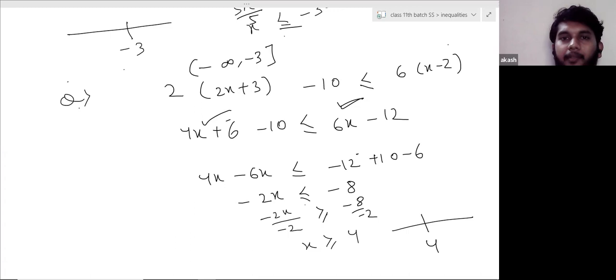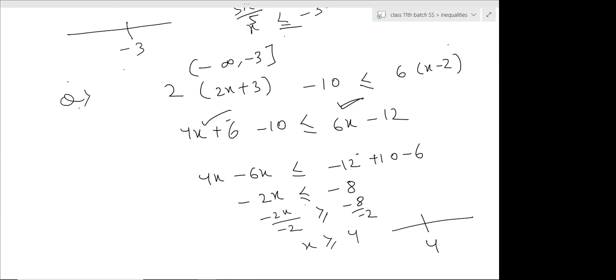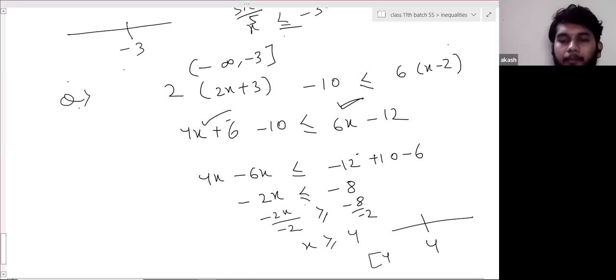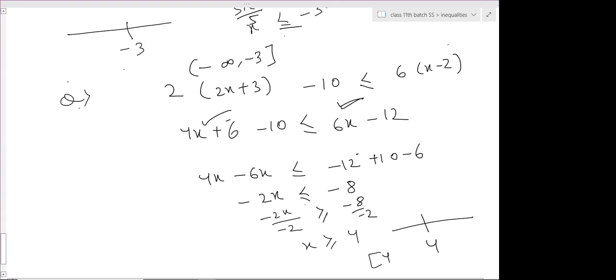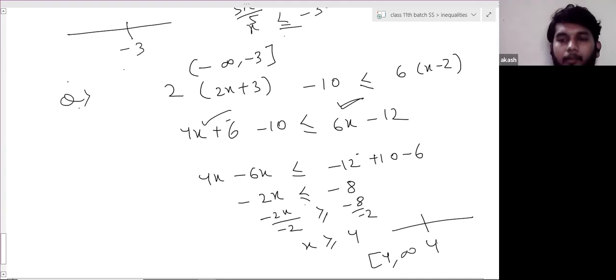How to write this in interval? Close bracket 4, all right. Comma, infinity, minus infinity. Why minus infinity? We need x is more than 4. So if you move forward, you will reach infinity, right?